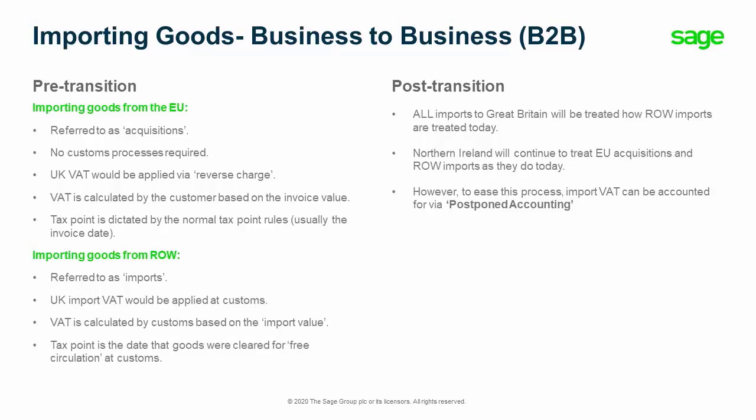Post-transition, all imports to Great Britain will be treated how rest of the world imports are treated today. Northern Ireland will continue to treat EU acquisitions and rest of the world imports as they do today. However, to ease this process, import VAT can be accounted for via postponed accounting.